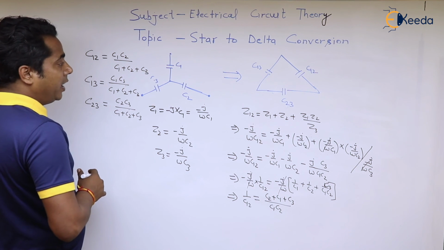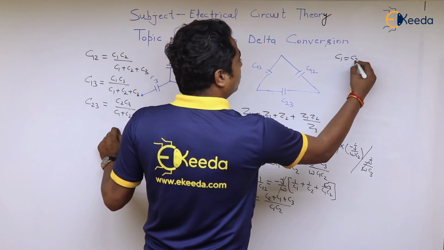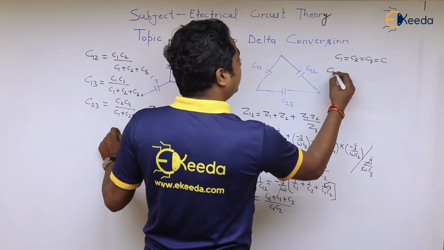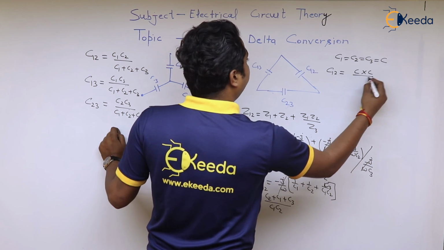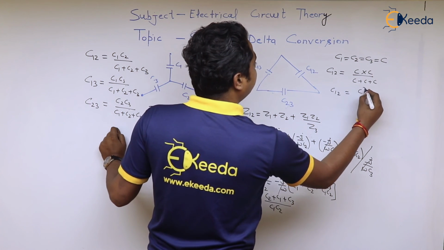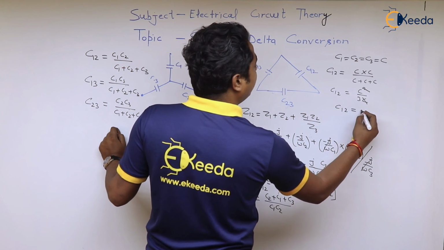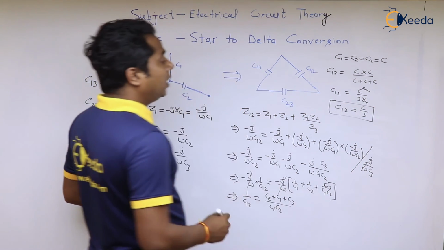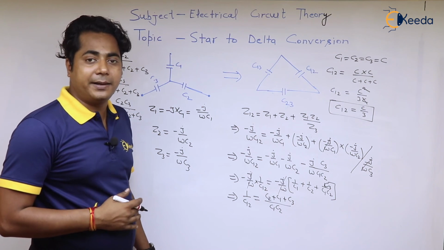Now, if all the capacitance value are same, C1 is equal to C2 is equal to C3 is equal to C, then what will be the value of C12? The value of C12 will be C into C upon C plus C plus C. C12 will be C square upon 3C. C cancel out, and the C12 is coming out to be C by 3. It means the value of capacitance will decrease by 3 times.